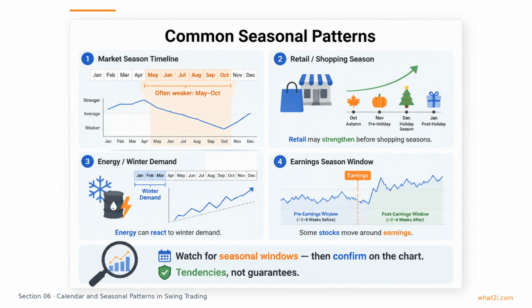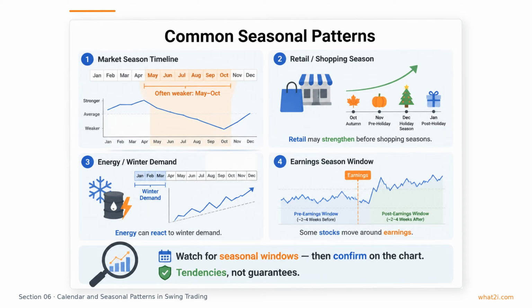Seasonal patterns tend to come from recurring business and demand cycles. The phrase "sell in May" reflects the idea that some periods from May to October can be weaker, though the effect is far from guaranteed. Retail stocks may strengthen ahead of major shopping seasons, energy names can respond to seasonal demand, such as winter weather, and some individual stocks show recurring behavior around earnings windows.